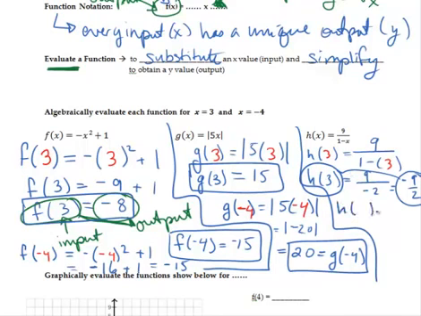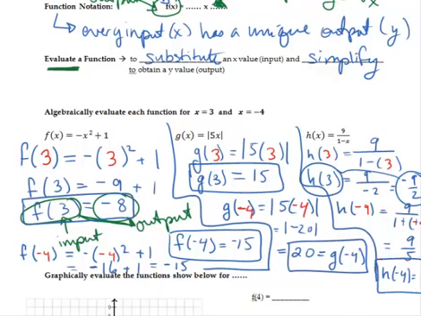Let's do h of negative 4. So we get 9 over 1 minus negative 4. Remember that when you have a negative times a negative like this, they become positives. So we get 9 over 5. So h of negative 4 equals 9 fifths.